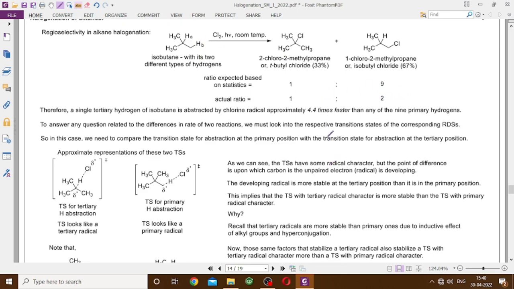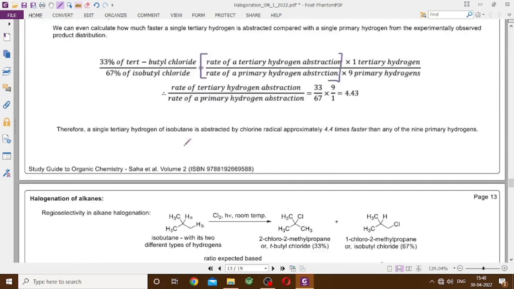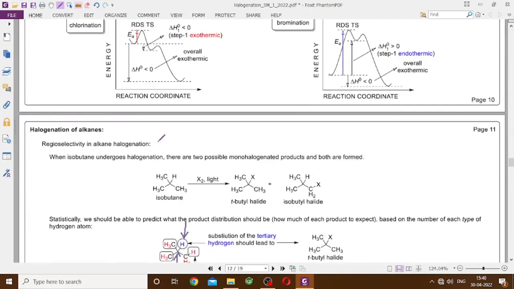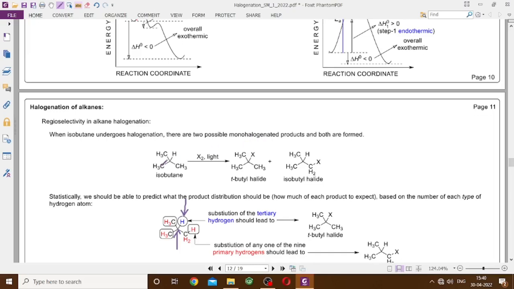That is also understandable. But why? Then you have to look at the RDS, and because you are talking about kinetics, you only have to take a look at the transition state of the rate determining step. What is the rate determining step? That is propagation step 1. What is propagation step 1? Propagation step 1 is abstraction of the hydrogen. So our model is isobutane.